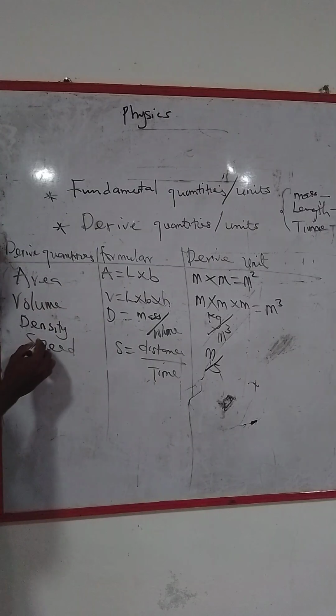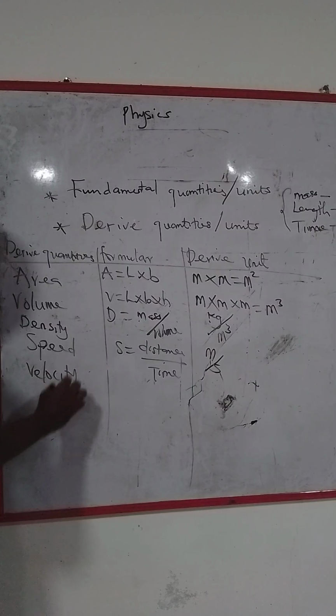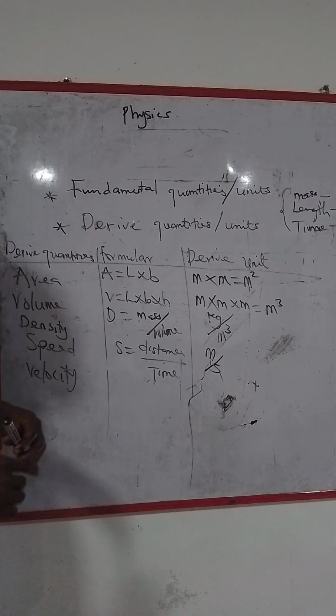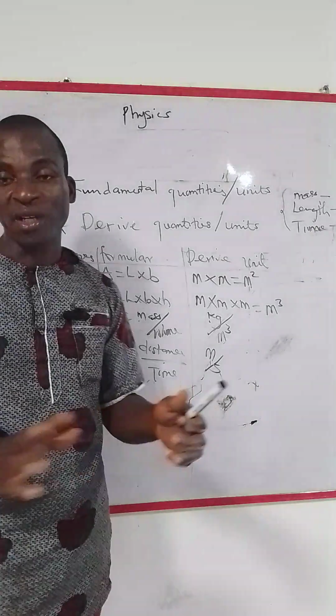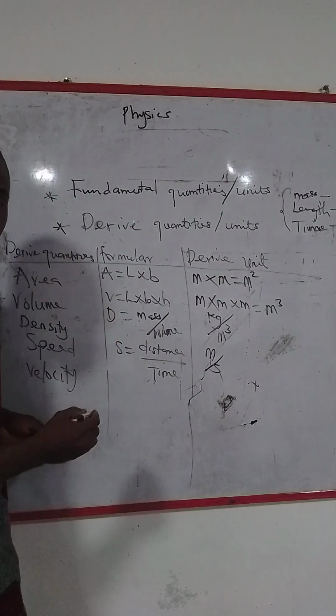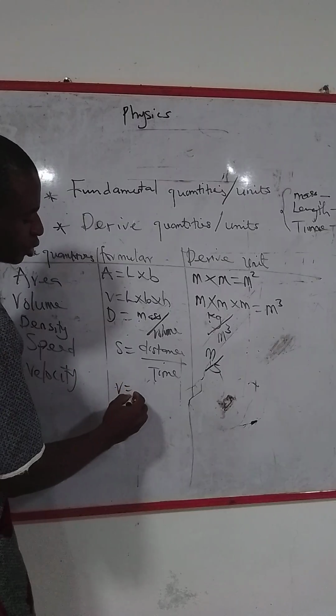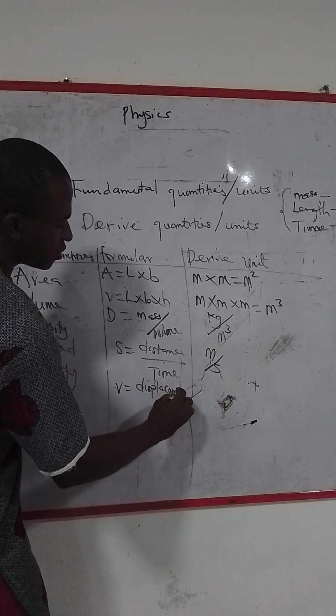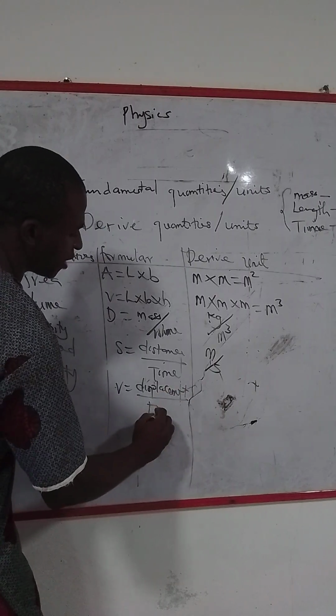We also can talk about velocity. Velocity is very similar to speed, but we have a little difference. Maybe subsequently in our other class we'll talk about the difference. But the formula is simply velocity is equal to displacement over time.